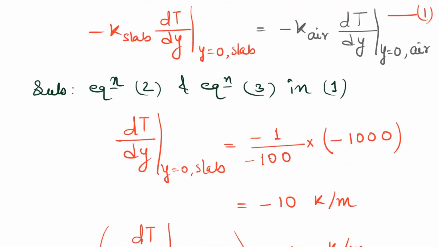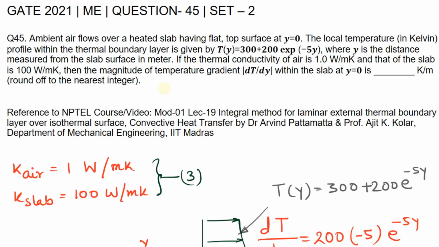Now let's go back to the problem and fill in the blank. The magnitude of temperature gradient dT by dy, which we need to calculate only at y equal to 0, is 10 Kelvin per meter.